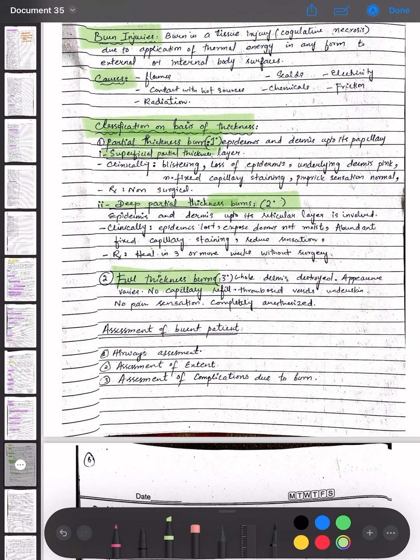Now, in case of full thickness burn, 3-degree burn, the whole dermis is destroyed, appearance varies, there is no capillary refill, thrombosed vessels under the skin, no pain sensation, completely anesthetized.